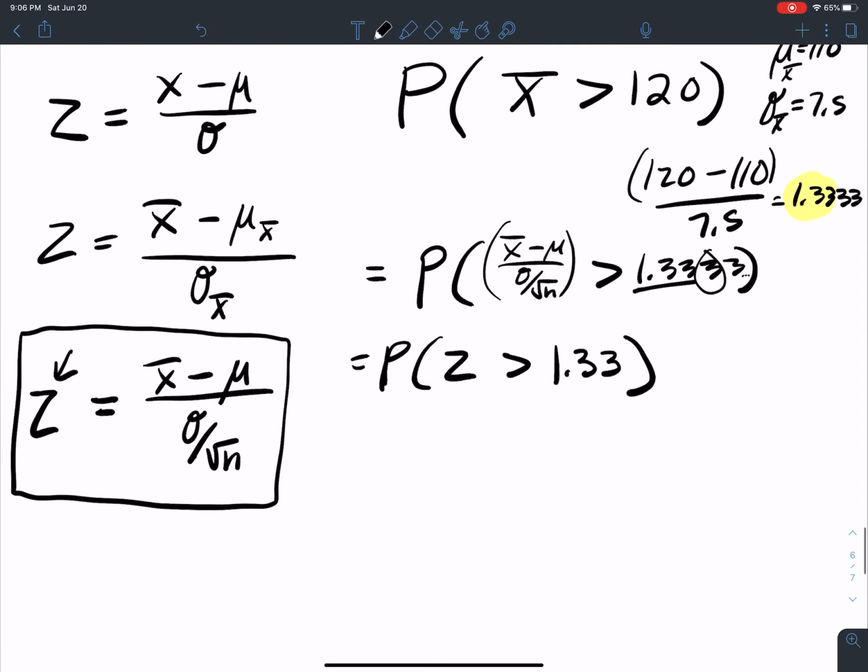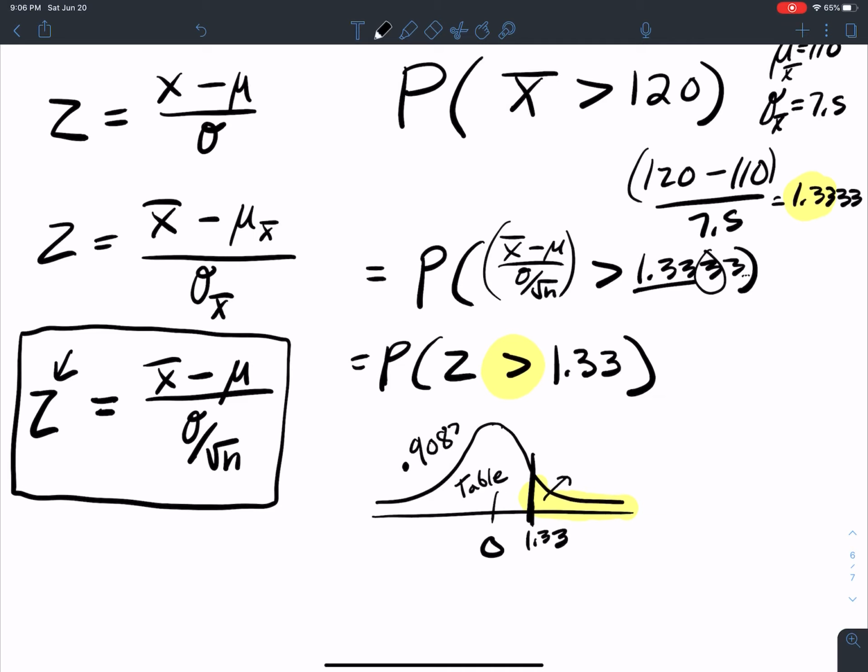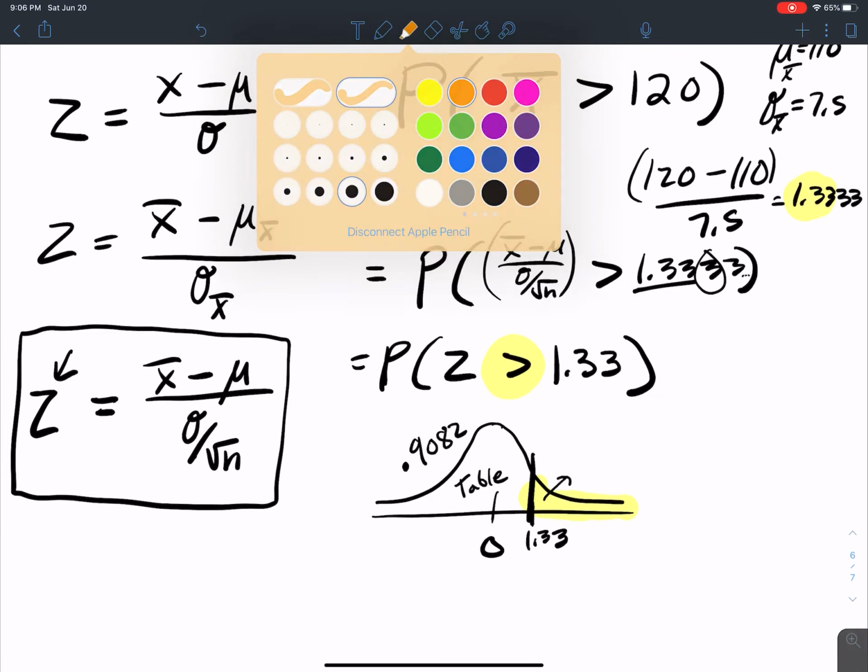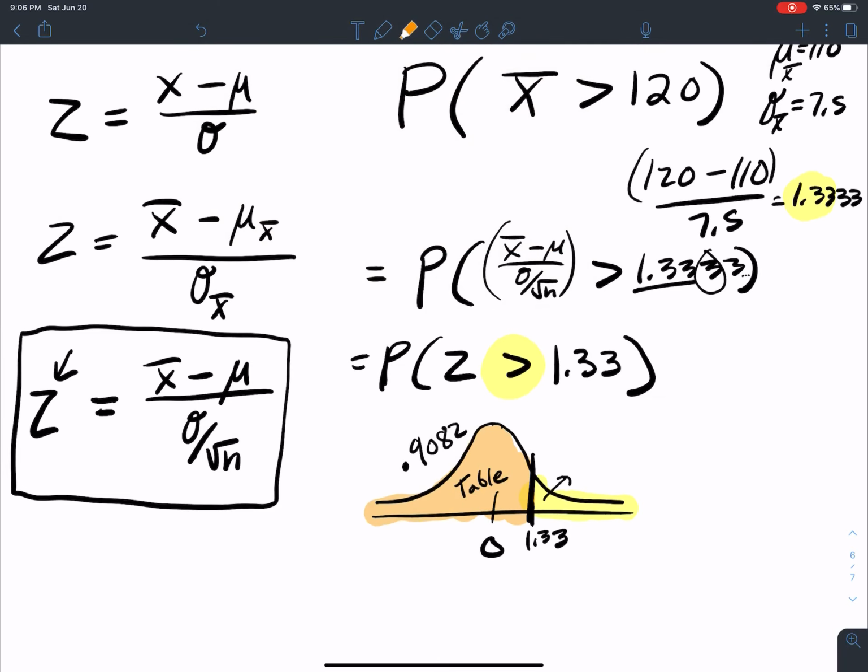Now, there's an issue here. It's greater than. So what does that picture look like? Always draw your picture so you don't mess this up. Zero's in the middle. 1.33 is on the right side of 0. I want z's that are greater than 1.33. The area in the table is going to be to the left, right? It's cumulative. So the number that you look up is 0.9082, and that's the area to the left.